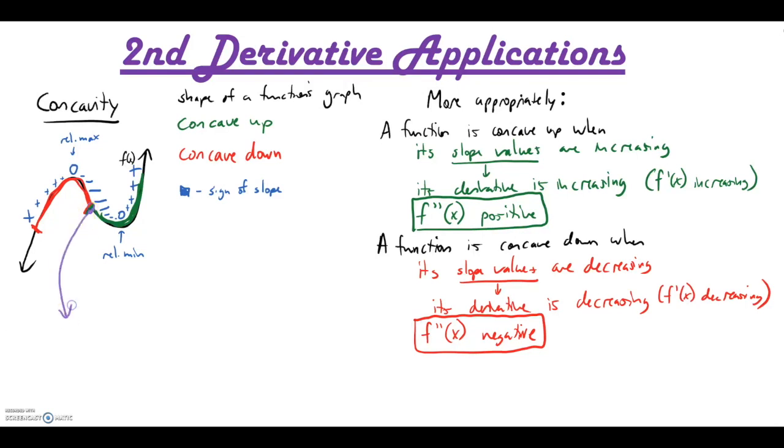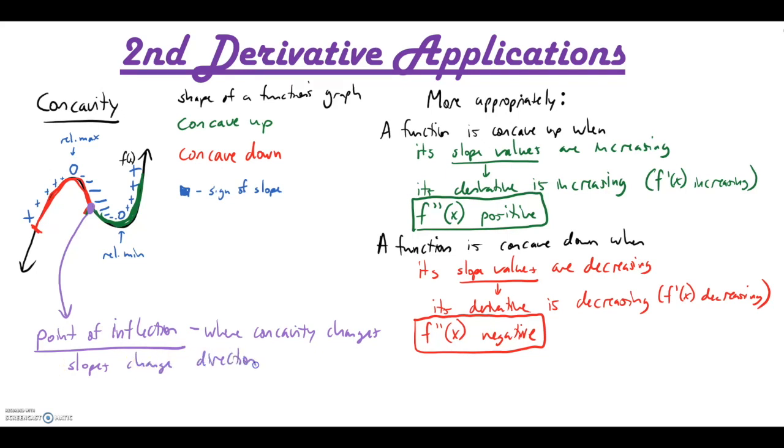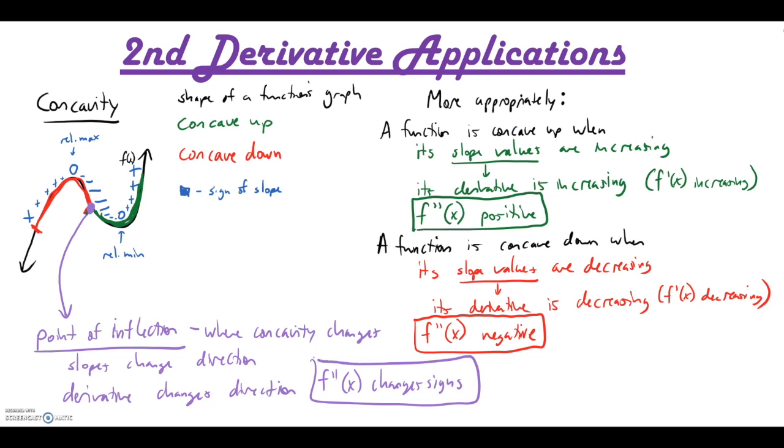But it leads into one more thing, which is known as the point of inflection, which is any point on a graph where the function changes concavity, either from concave up to concave down or concave down to concave up. Direction doesn't matter. So when I look at where the slopes change direction, this must mean where the derivative changes direction as well, the first derivative. And this must mean that f double prime, the second derivative, changes signs. And we can confirm that on our graph. When we change from concave down to concave up, the second derivative would be changing from negative to positive.